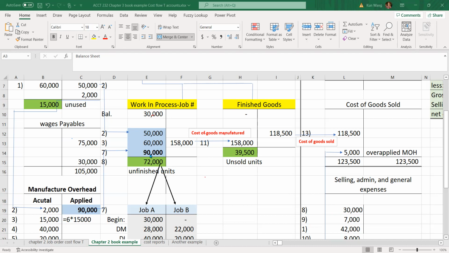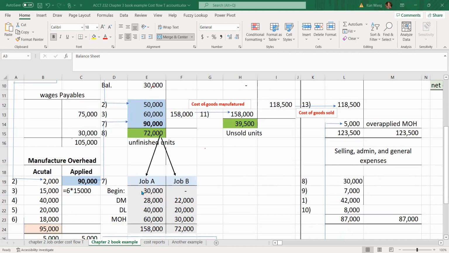In this video, let's focus on the main cost flow. So the applied overhead is 90,000. And also, under the job order costing, we have two jobs because of the working process. This is the general ledger, so all of the total cost for the two jobs. Underneath, we have a subsidiary account for job A and job B.